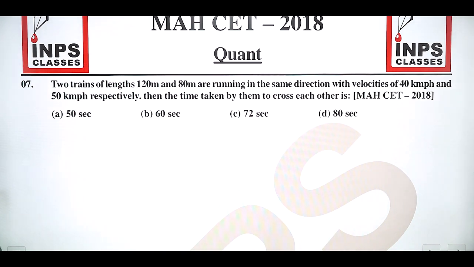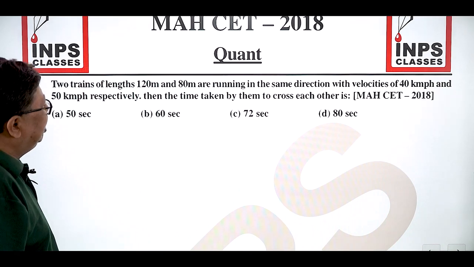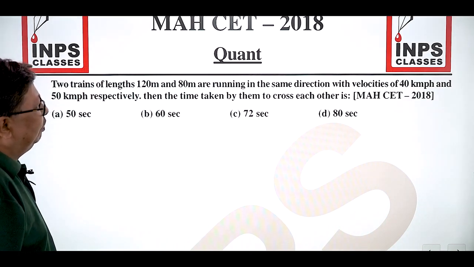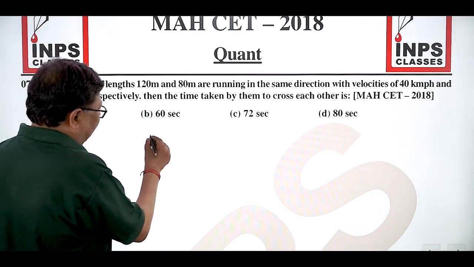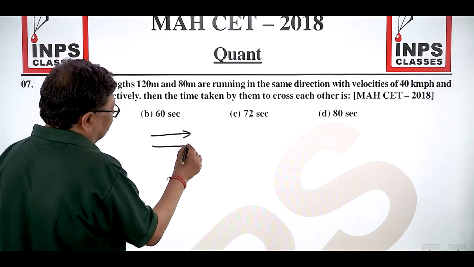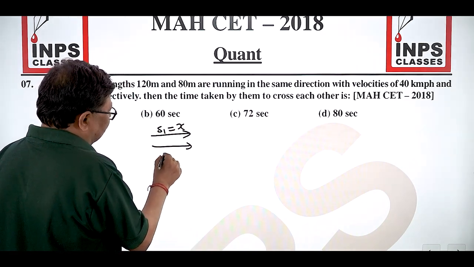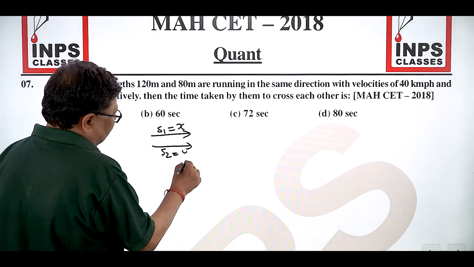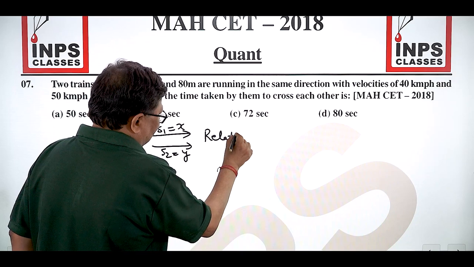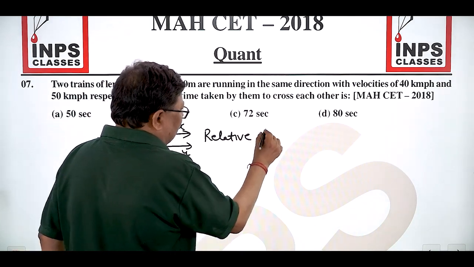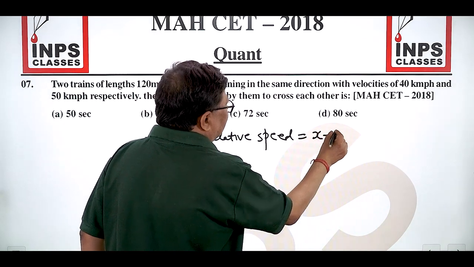Question number 7. Two trains of length 120 meter and 80 meter are running in the same direction with velocities 40 kilometer per hour and 50 kilometers per hour. When two objects are moving in the same direction, one with the speed of x and the other with the speed of y, then the relative speed, as you all know, is given as x minus y.